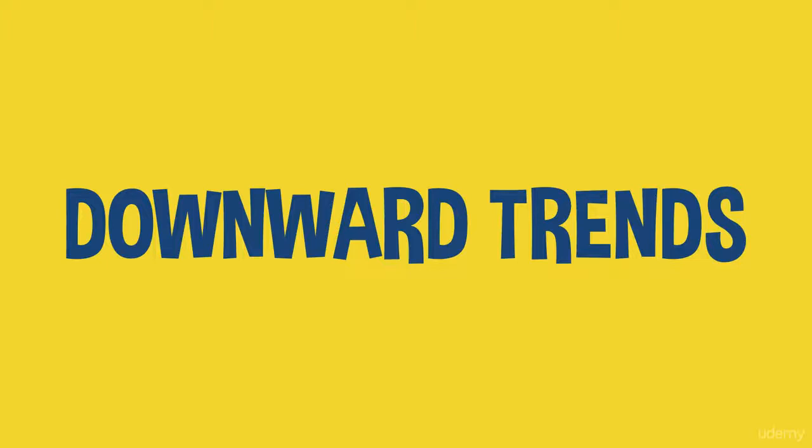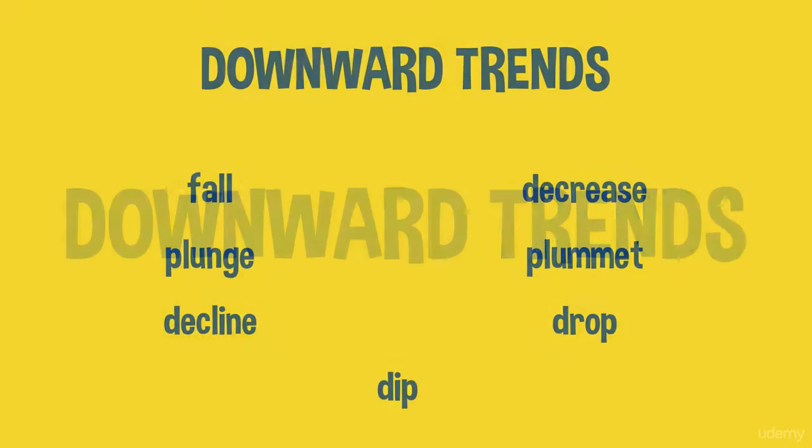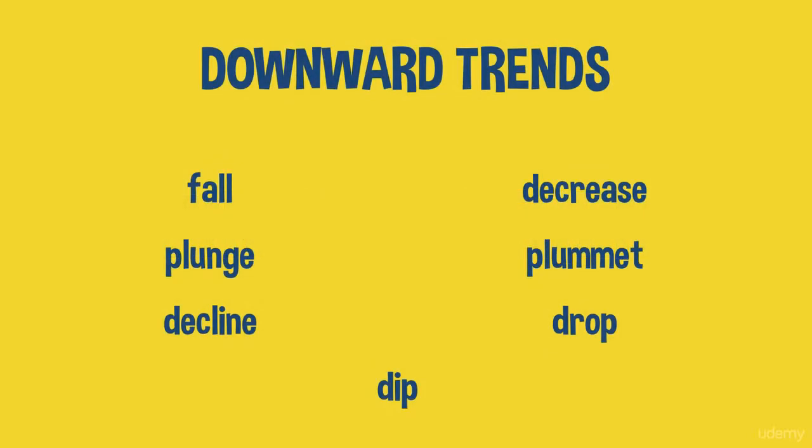In this lecture, we're going to look at vocabulary connected with downward trends. And here are your 7 words. Fall, decrease, plunge, plummet, decline, drop, and dip. So your first word is fall.